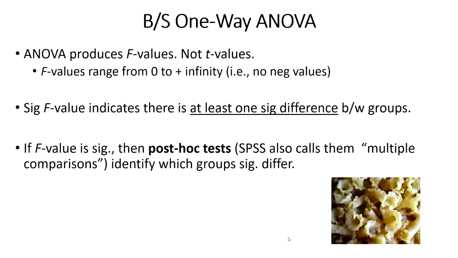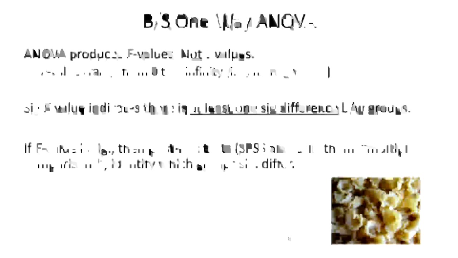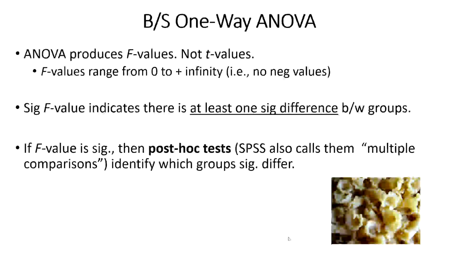SPSS also calls them multiple comparisons. So we have another case where we have two terms for the same thing. When we're looking at SPSS output, post hoc tests are the same as multiple comparisons. These post hoc tests or multiple comparisons will identify specifically which groups significantly differ. And if you go into SPSS and you're running a one-way ANOVA, when you hit the post hoc test option, you'll get a list of over 20 different post hoc tests. The one that we'll use in this class is called Bonferroni.